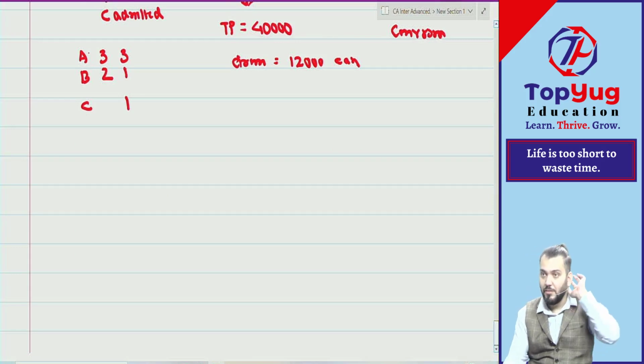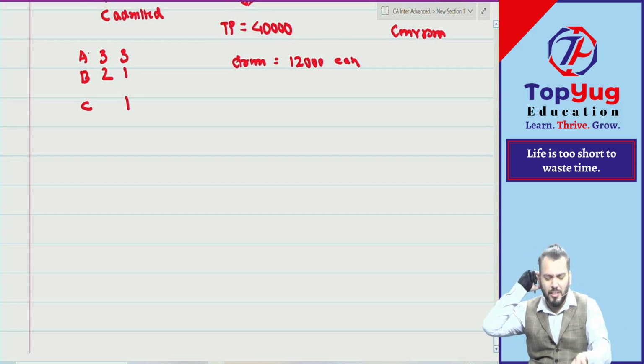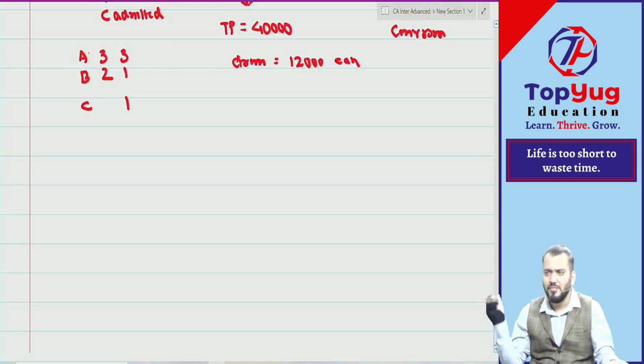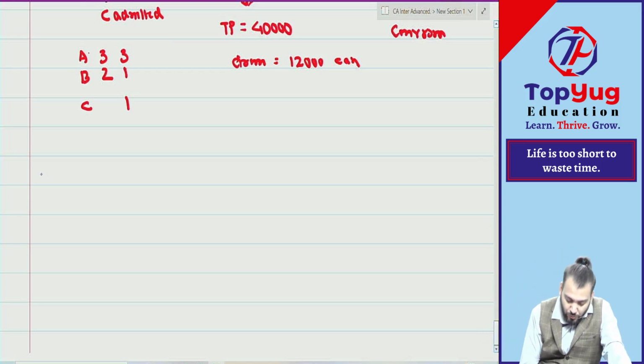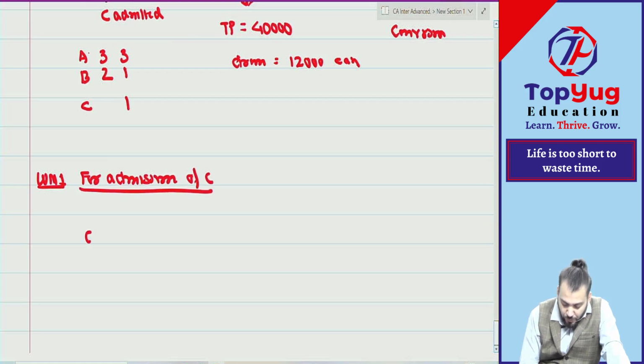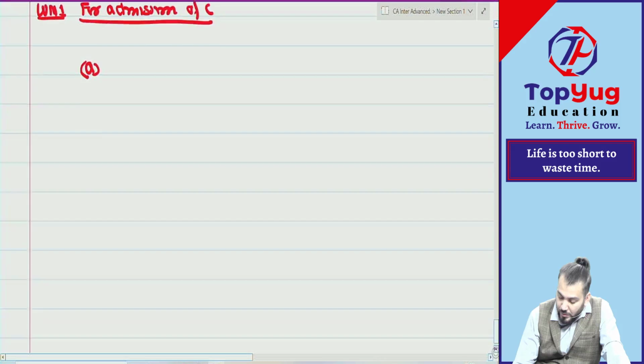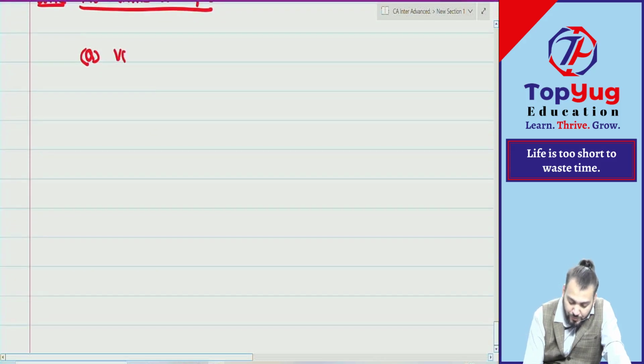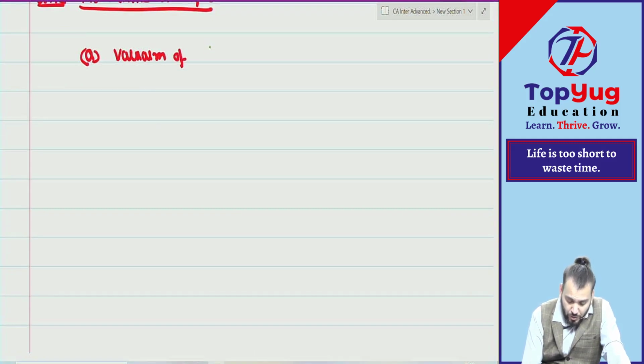Goodwill. First, goodwill revaluation we could also take, but there is no revaluation. So we are doing working note 1. That is for admission of C. Point number A: valuation of goodwill.